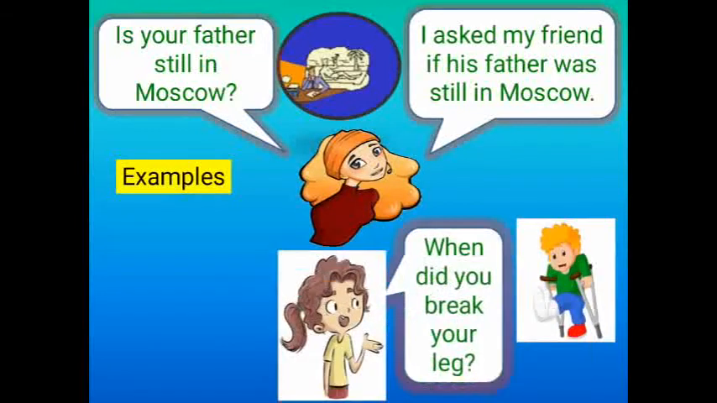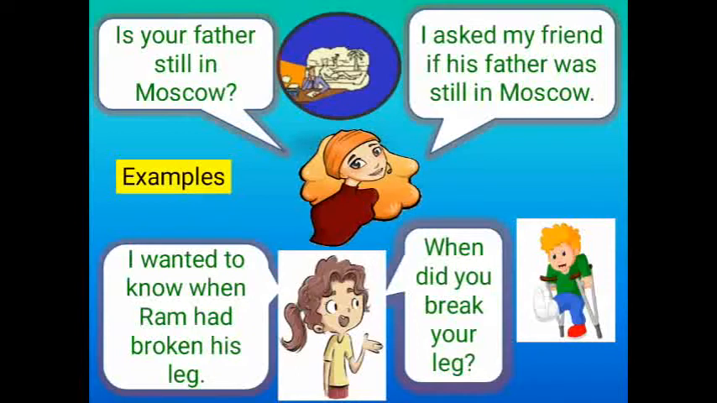Look at the other example. When did you break your leg? So this is an information seeking question and it has begun with the WH word when. And in indirect speech, this would be written as, I wanted to know when Ram had broken his leg. So the WH word when is retained as it is. And we have not used the conjunction that.